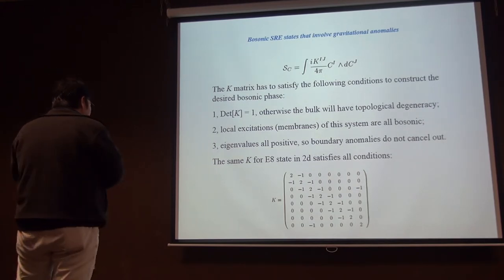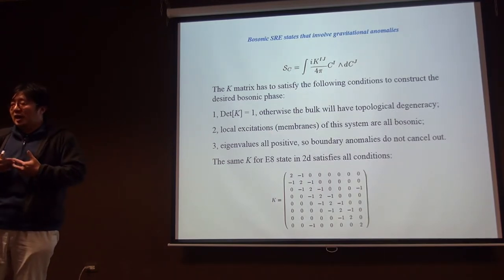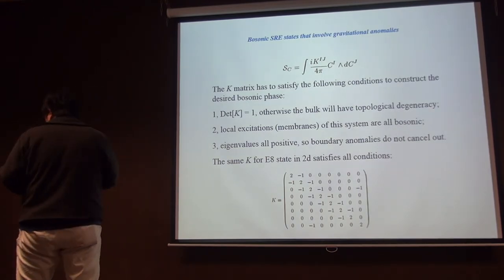It turns out that the same K matrix I showed you before, the same K matrix for the E8 state, will satisfy all the conditions, which means that this theory with this K matrix is the higher dimensional bosonic short-range entangled state without any symmetry that I'm looking for.